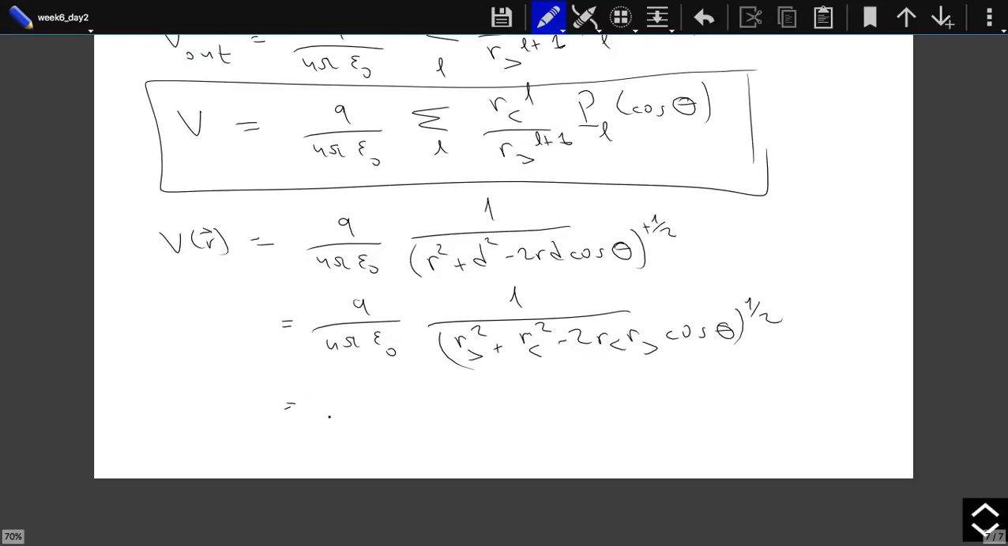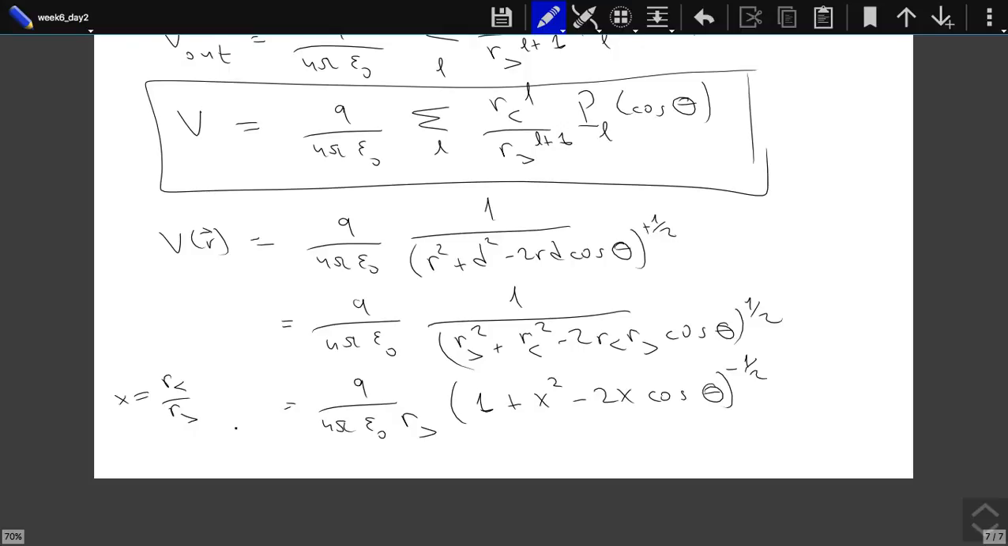But now I will do a trick. This is q over 4 pi epsilon 0. I can take out the larger one, whichever one is larger. What remains inside is 1 plus x squared minus 2x cosine theta to the power minus 1 half, where x is equal to the small one divided by the large one.